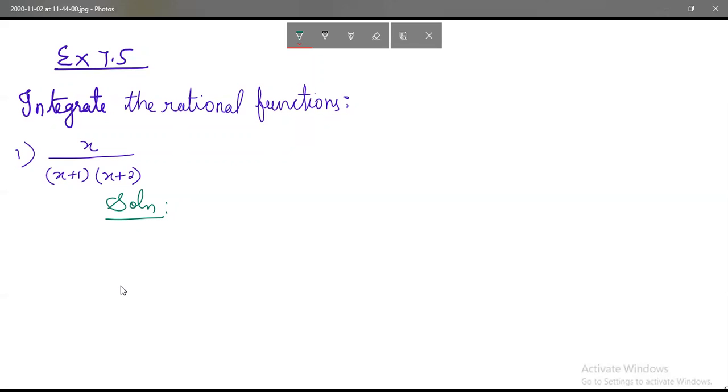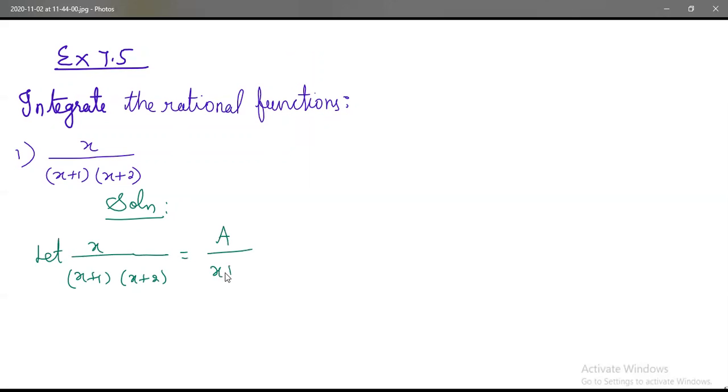So by partial fractions, we can split x by (x plus 1)(x plus 2) as A by x plus 1 plus B by x plus 2. A by the first one and B by the second. Now you just have to find A and B by simplifying this.